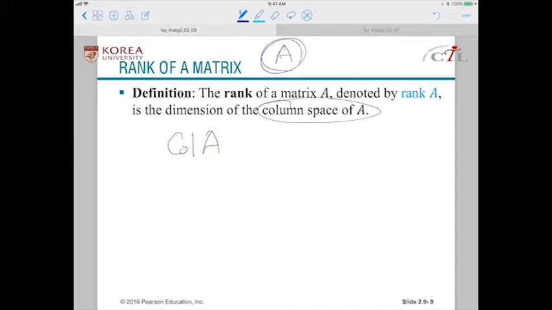So rank is basically the number of linearly independent vectors out of the entire set of columns that you have in the matrix, right? And then, if you remember the discussion about the sum of rank 1 outer products in order to represent a matrix multiplication.